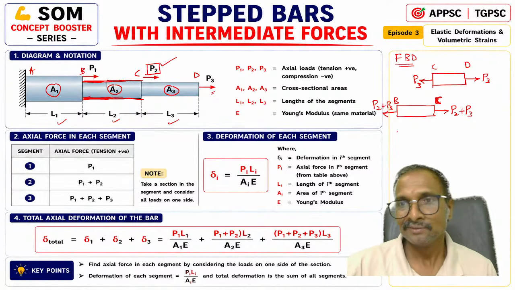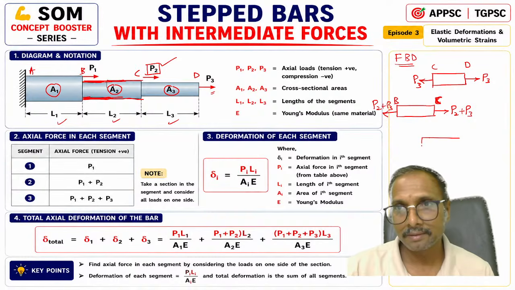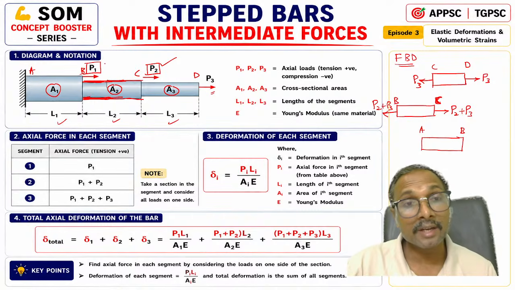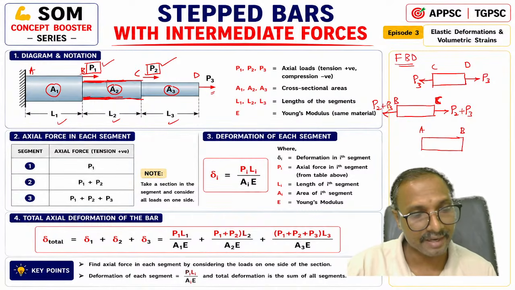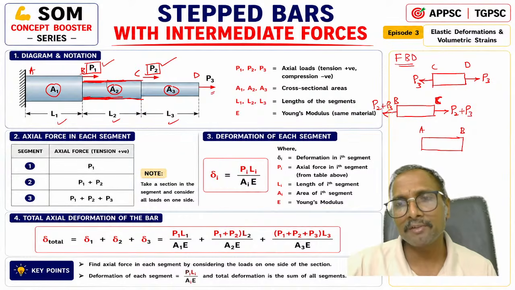Now, coming to this AB member, right? This is your A, this is your B. So at B, what is that net load we are having originally? The net load at B will be P1 on the right hand side, right? So net force at B must be P1 on the right hand side, right?